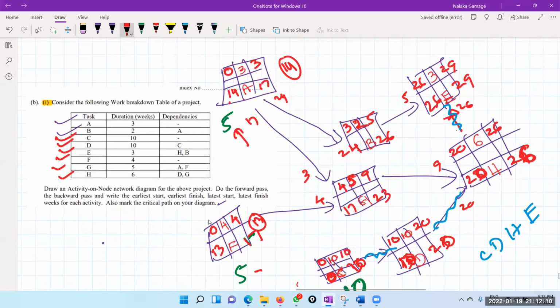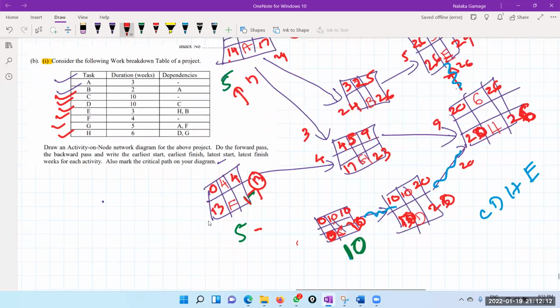Oh, that is not possible. But you can do like this. You can start it on the 11th day, because you can go up to the 13th day. Then you will finish it on the 16th.